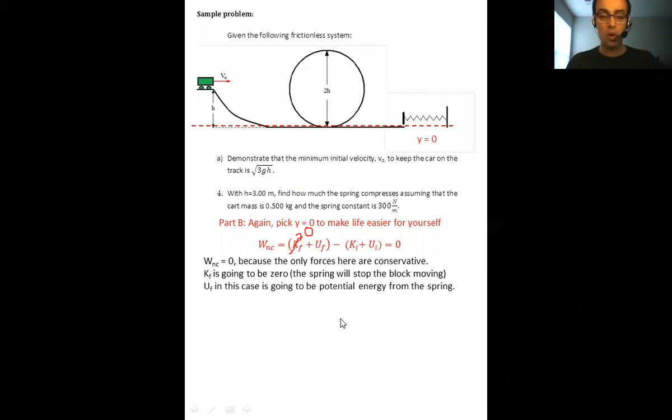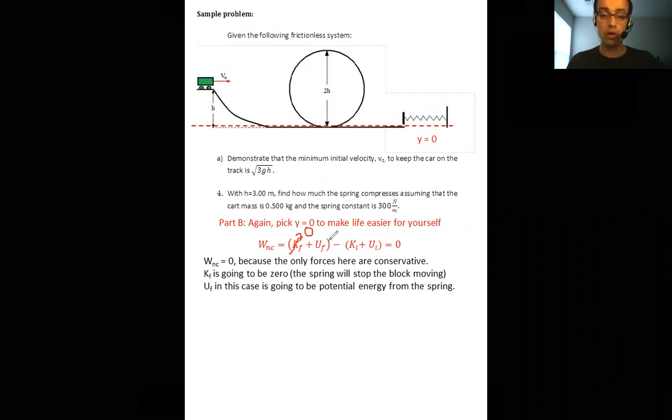Okay? We can also say that U sub F in this case is going to be the potential energy from the spring. We are actually dealing with two conservative forces in this case. So the potential energy of gravity is being turned first into kinetic energy and finally into potential energy in the actual spring. So U sub F in this case is going to be related to the spring. All right.